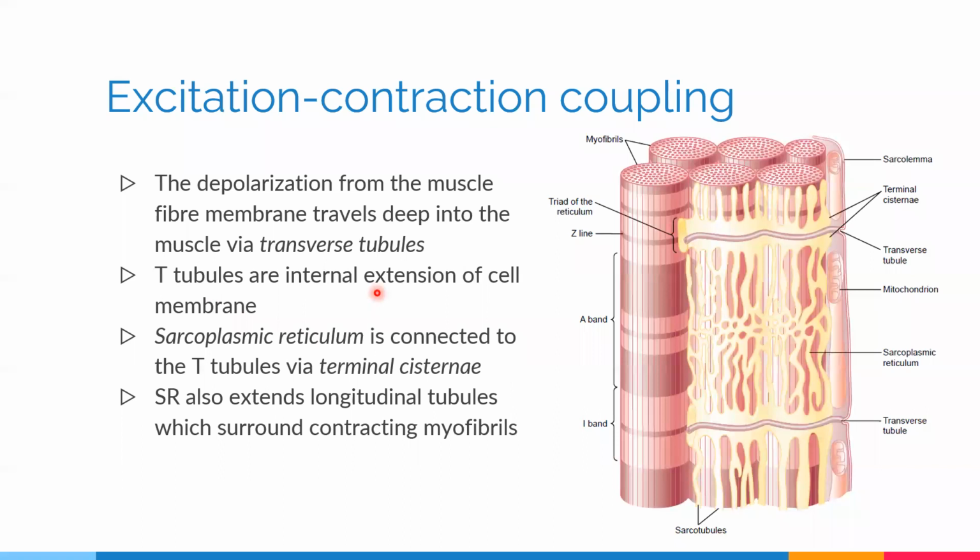T-tubules are internal extensions of the cell membrane. The sarcoplasmic reticulum is connected to T-tubules via the terminal cisternae. These are a network which connects the transverse tubules to the sarcoplasmic reticulum, as shown here. The SR, or sarcoplasmic reticulum, also extends longitudinal tubules which surround contracting myofibrils. The sarcoplasmic reticulum is closely associated with the contracting myofibrils and surrounds them from all sides.